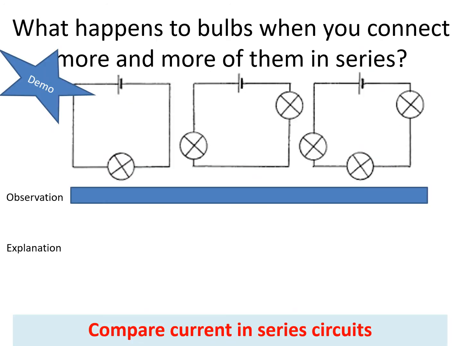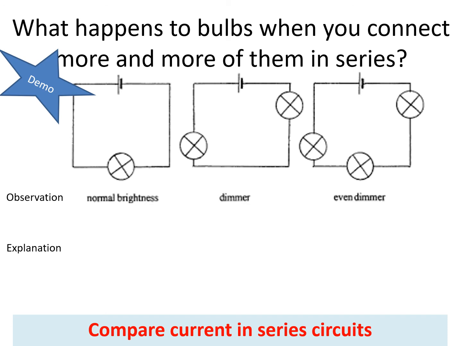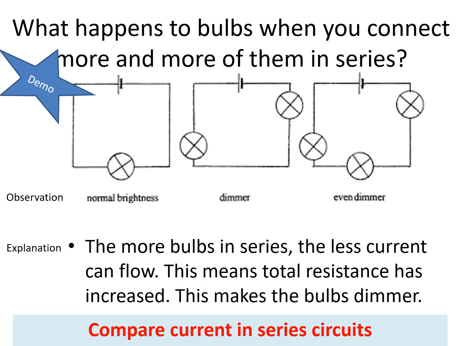And the last thing is a very common question they ask: what happens to the bulb when you connect more and more of them in series? And again, as I said before, those who have already done the practicals, it was very visual to you. So what will happen when we are connecting more and more bulbs in series? The bulbs will become dimmer and dimmer. Why are the bulbs becoming dimmer and dimmer? Because more bulbs means more resistance, which means less current is flowing through the circuit.